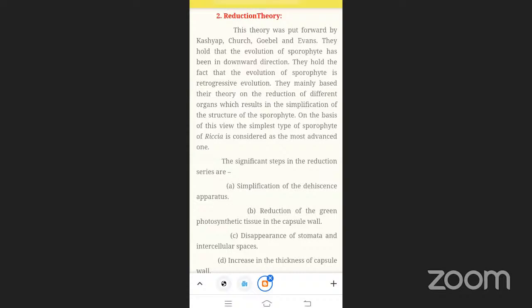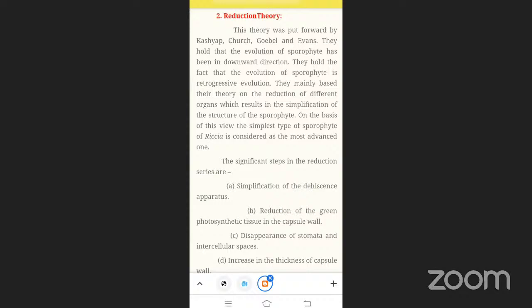Okay, so here, what is the simple structure? Which one is the simple structure in this sporophyte? Riccia. Hello, please respond. Anybody? Yes, sir. So Riccia is the simple structure of the sporophyte, compared to Funaria.